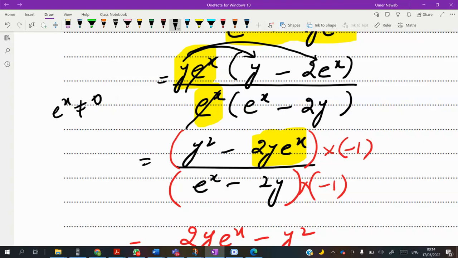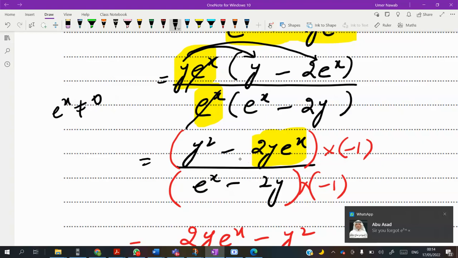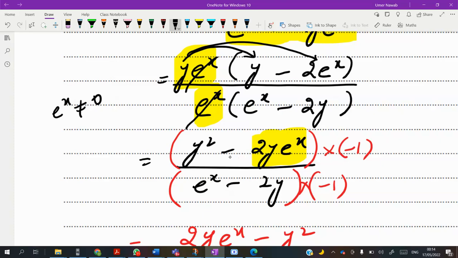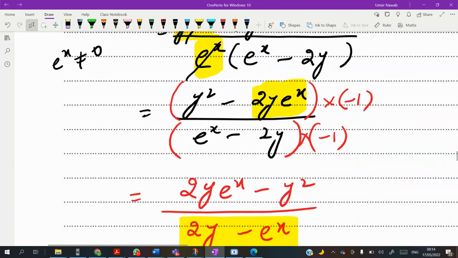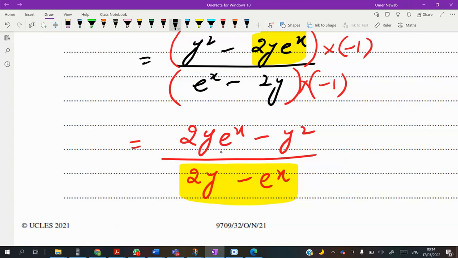If you match your result and the result which the examiner requires, he wrote 2y e^x with the plus sign. So I actually changed it, I multiplied up and down by minus 1. Now our expression became 2y e^x minus y squared. So I changed the sign of the terms in the numerator and also in the denominator.